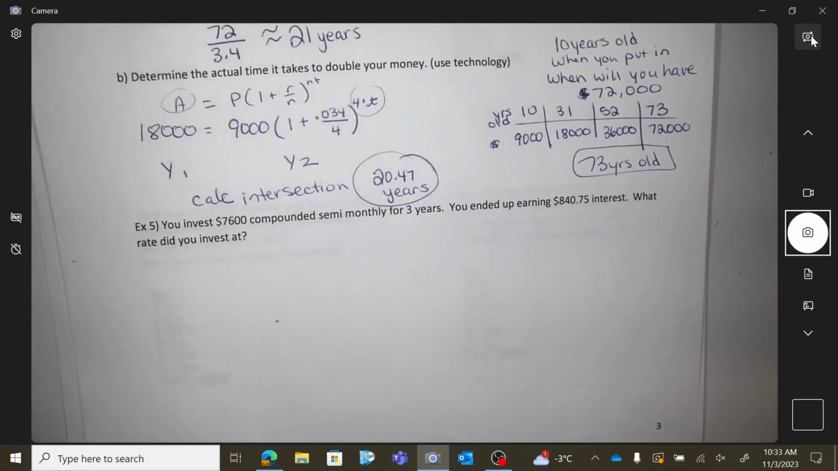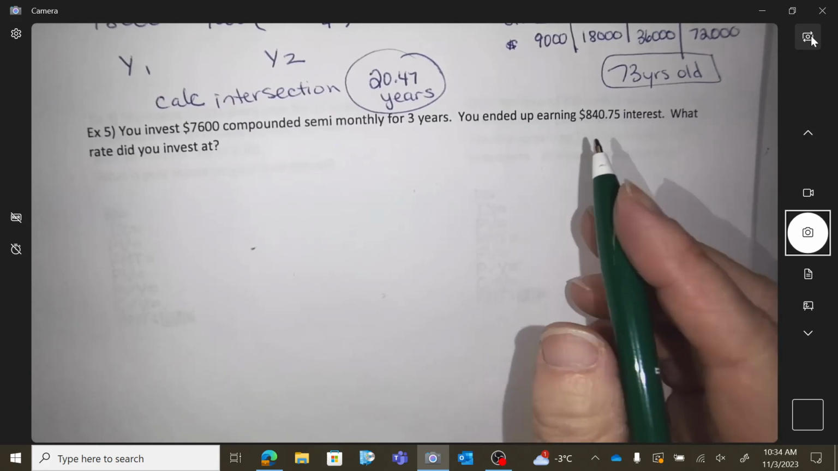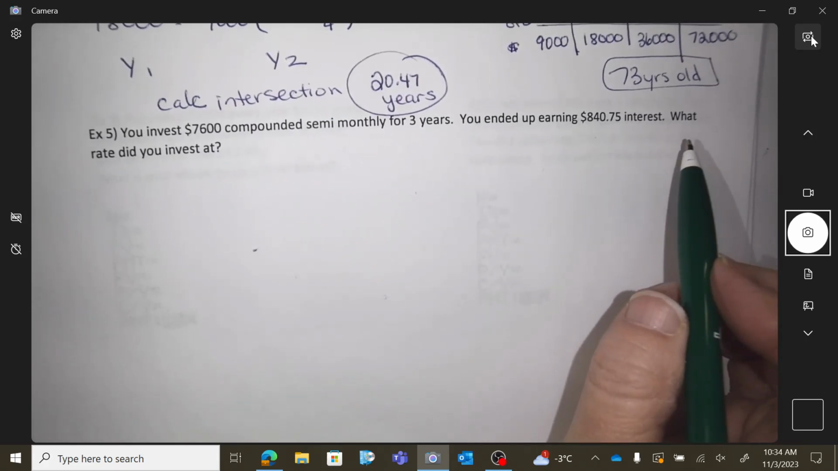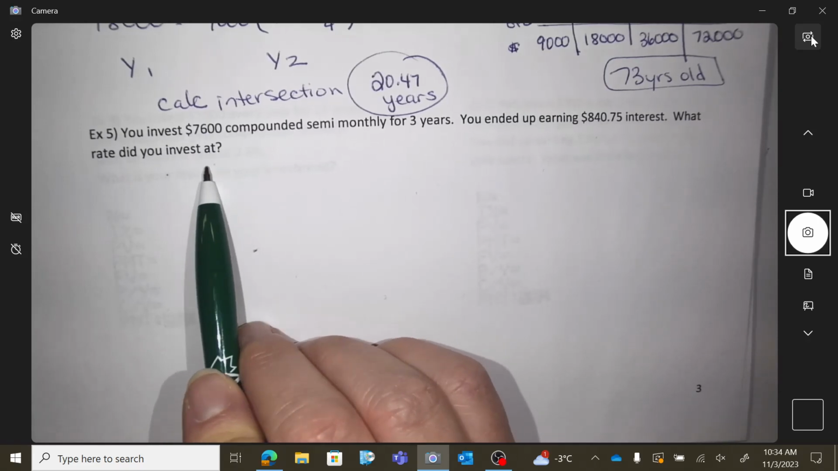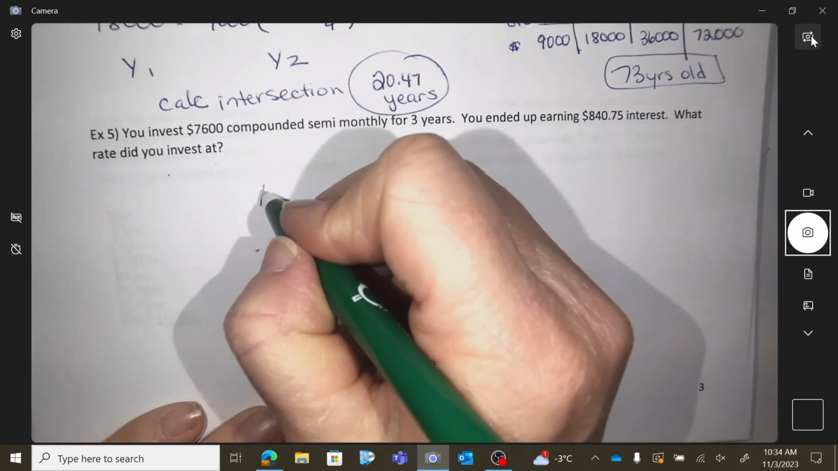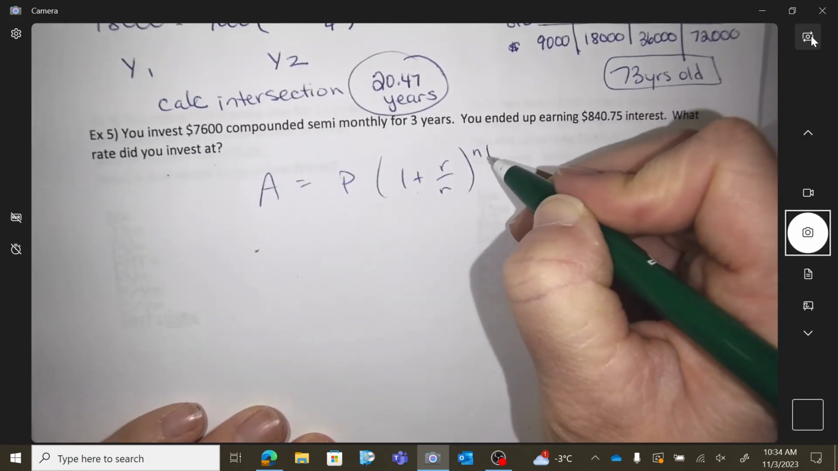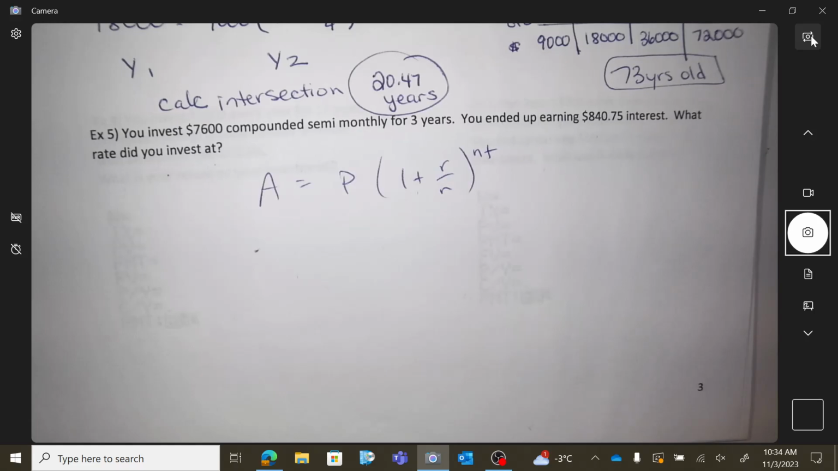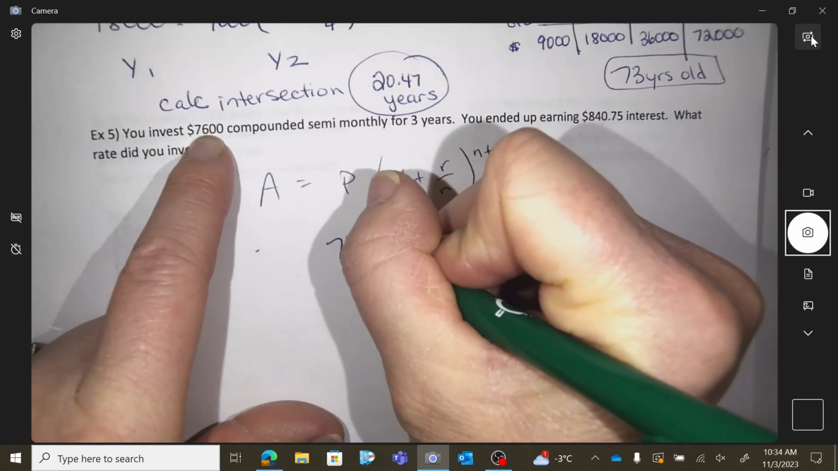All right, last question. You invest this much compounded semi-monthly for 3 years. You end up with this much interest. What rate did you invest at? Okay, so let's think about what we know. $7,600 can be my principal.